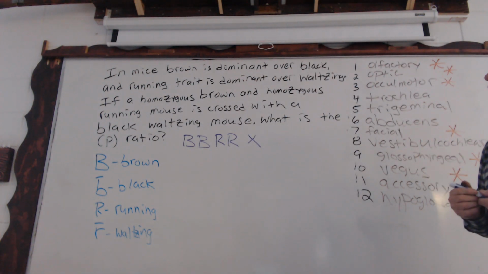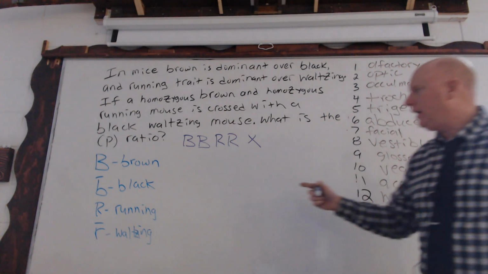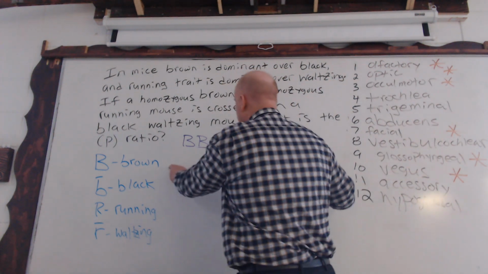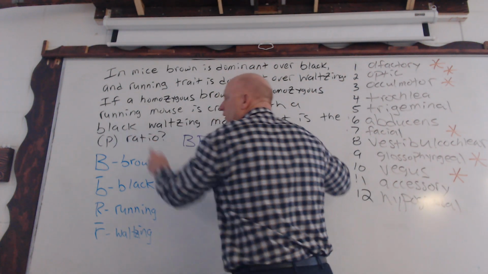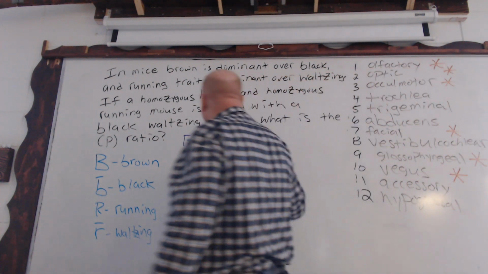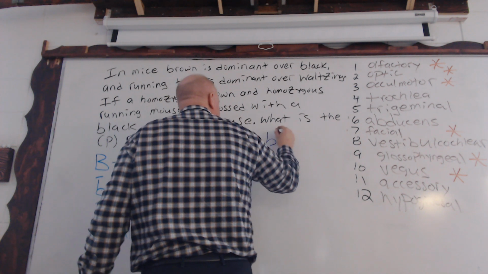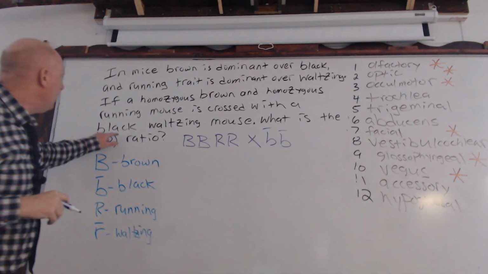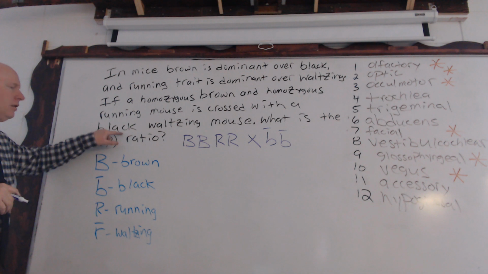Okay, so if it's black, the only way, because if we put a capital B in here, then that black trait isn't going to be expressed, because brown is dominant over black. So this has to be a lowercase b. That's the only way we can get that black coat color.